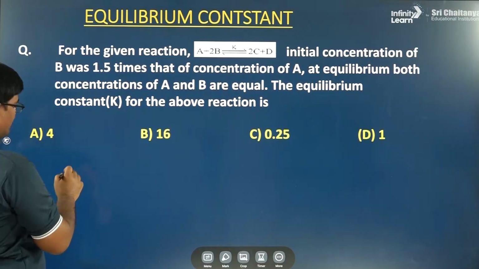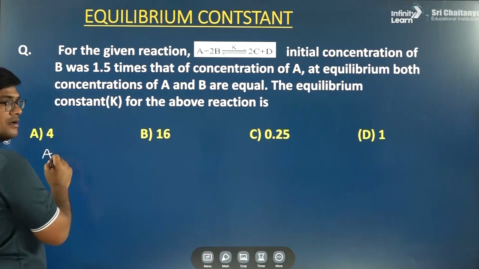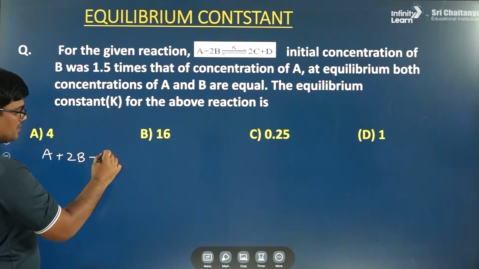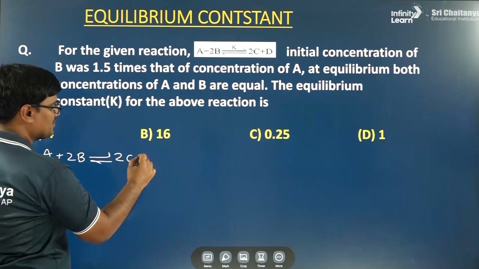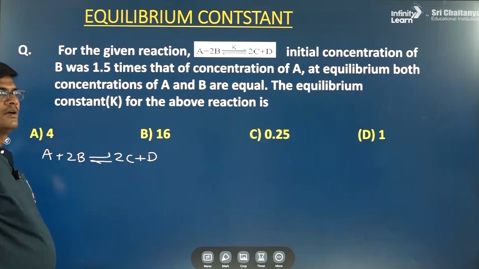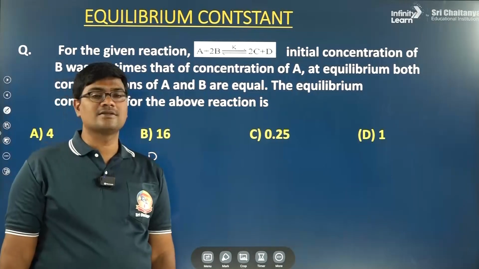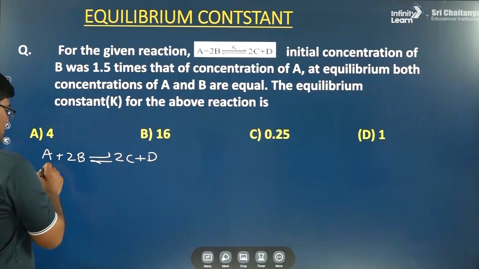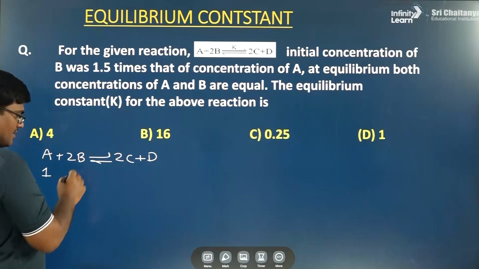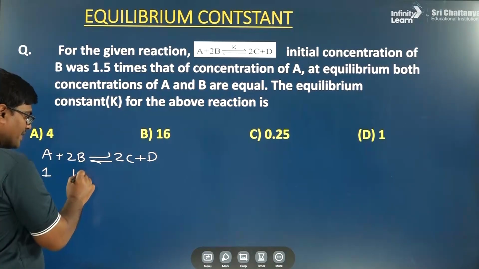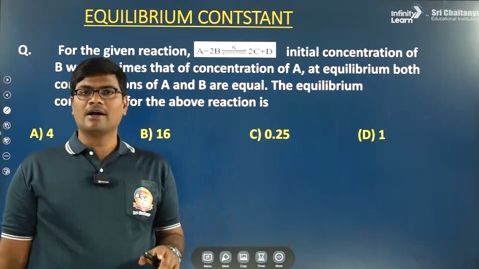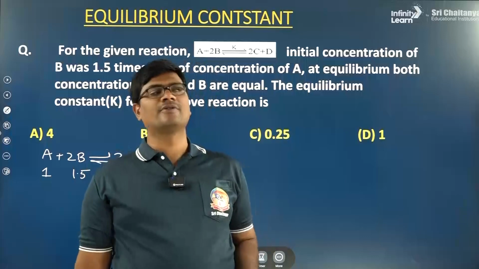So this is the equation A plus 2B, which is in equilibrium with 2C plus D. Let's take initial concentration of A as 1. We can take it, no issue with that. Initial concentration of A as 1 and then B as how much? 1.5. Generally you have a habit of taking 2 directly. No. As per the examiner's data, we need to move forward.